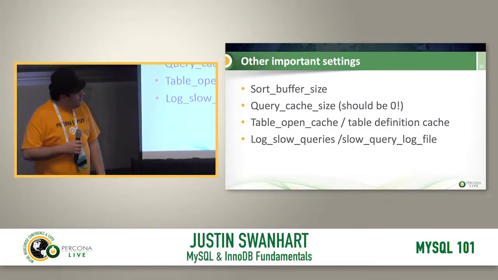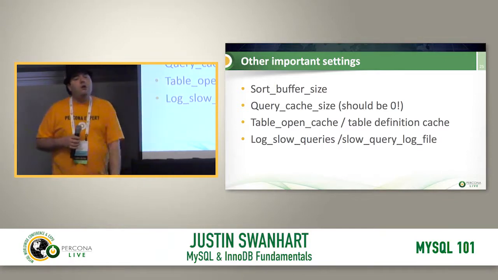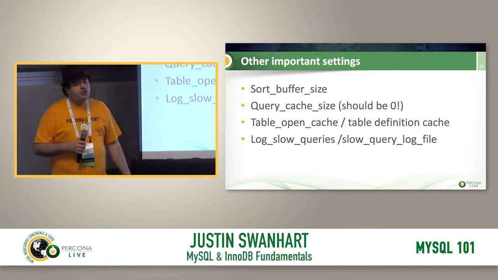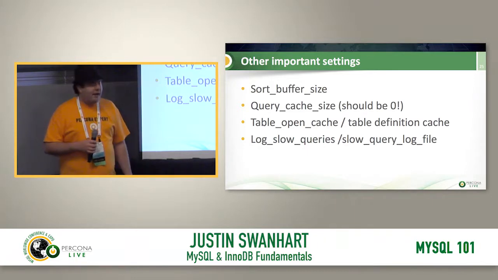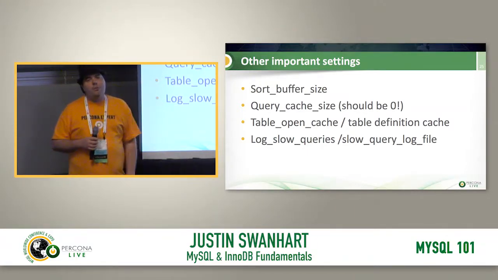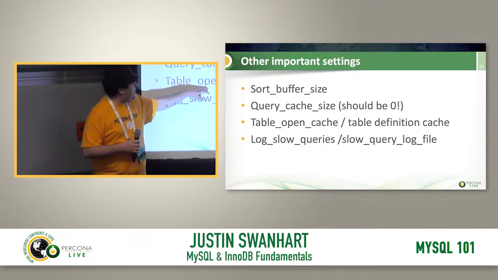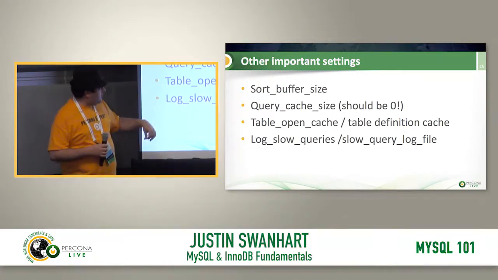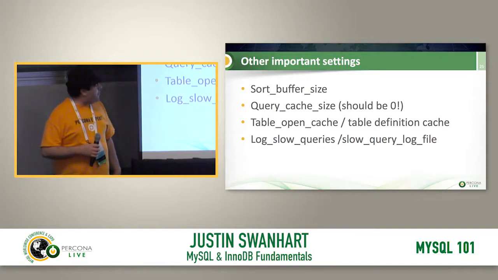Table open cache. Table open cache is mostly for MyISAM. You don't want to set table_open_cache too large because it's linearly searched. It does not have a hash-backed structure. So the larger it is, the longer it takes to open tables. So there's kind of a trade-off between keeping things in the cache and making the cache too large. So I usually don't set it above around 2K, 2,000 or so.